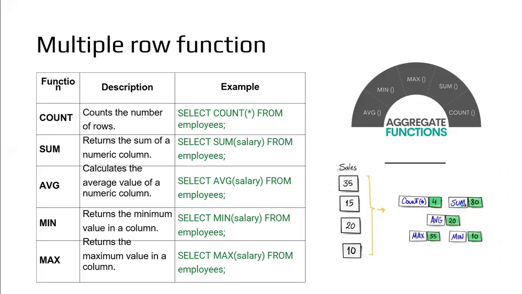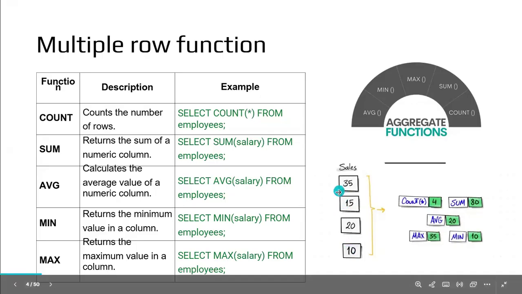Then sum, what will sum do? It will sum the total values in all the rows. So I have 4 rows here: 35, 15, 20, 10. Now it will do the sum, 35 plus 15 plus 20 plus 10, 80.